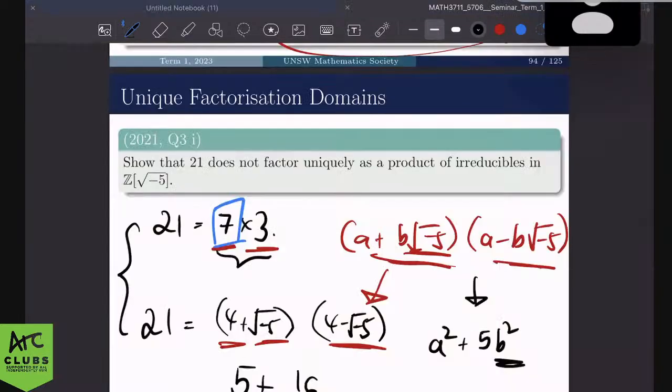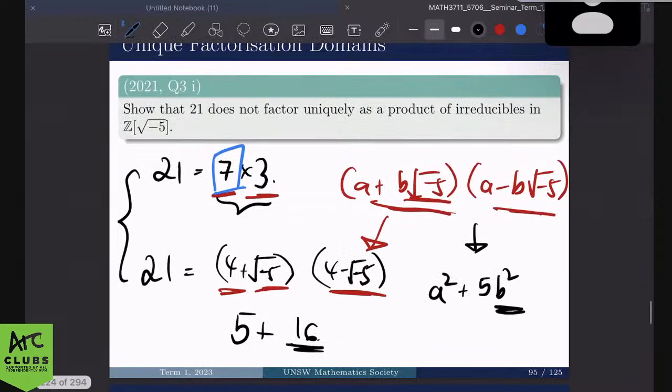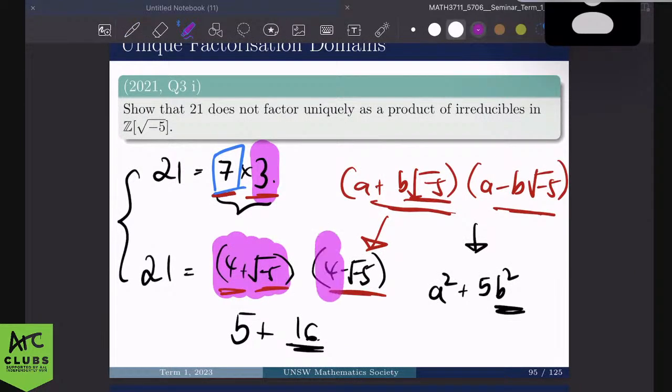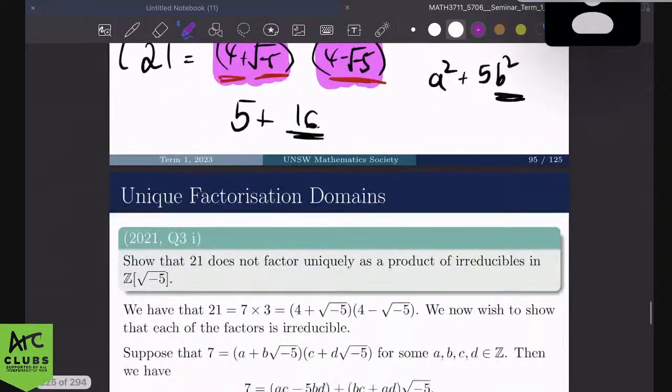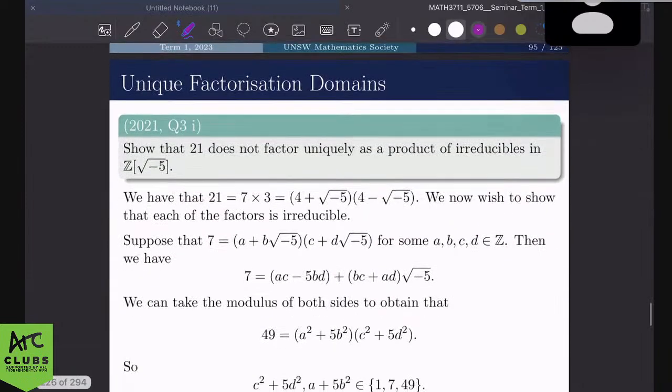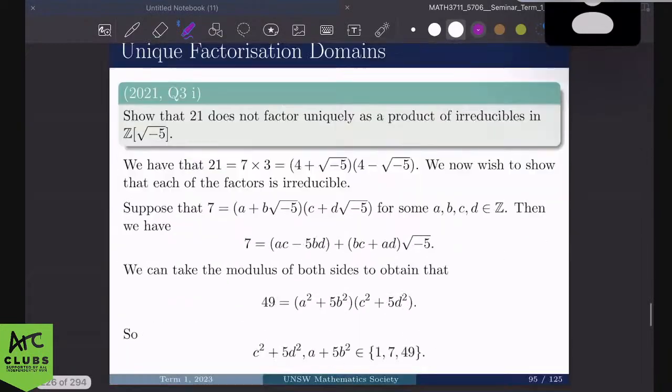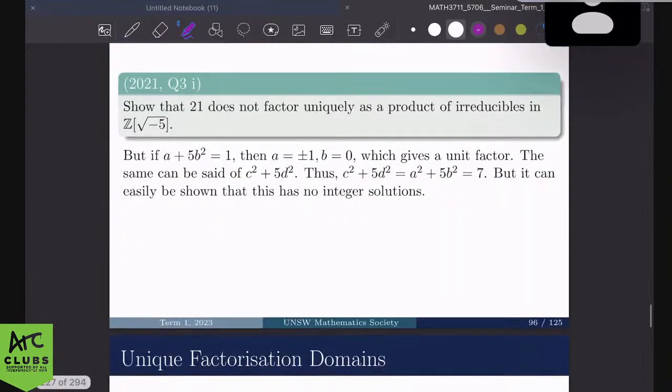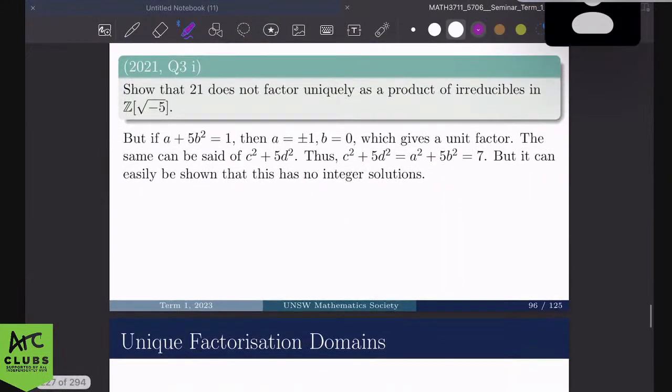And you can do the same thing with all of the other elements. So you can do the same thing with 3, same thing with 4 plus root 5, and same thing with 4 minus root minus 5. Okay? And if you do all of those, then you'll show that it's not factoring uniquely as a product of irreducibles. Okay? Sweet. So, yeah, this is a formal way of writing it out. But yeah, you can look at this afterwards in the slides, and this is basically how that works, right?